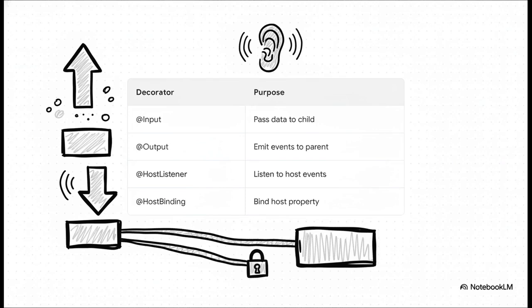Moving beyond querying, decorators are literally your toolkit for controlling how data flows and how elements react. As you can see, @Input lets data flow down from a parent to a child, while @Output emits custom events right back up. And then there's @HostListener and @HostBinding. These are fantastic because they let you listen to events or bind properties directly on the host element itself. No messy DOM queries required.